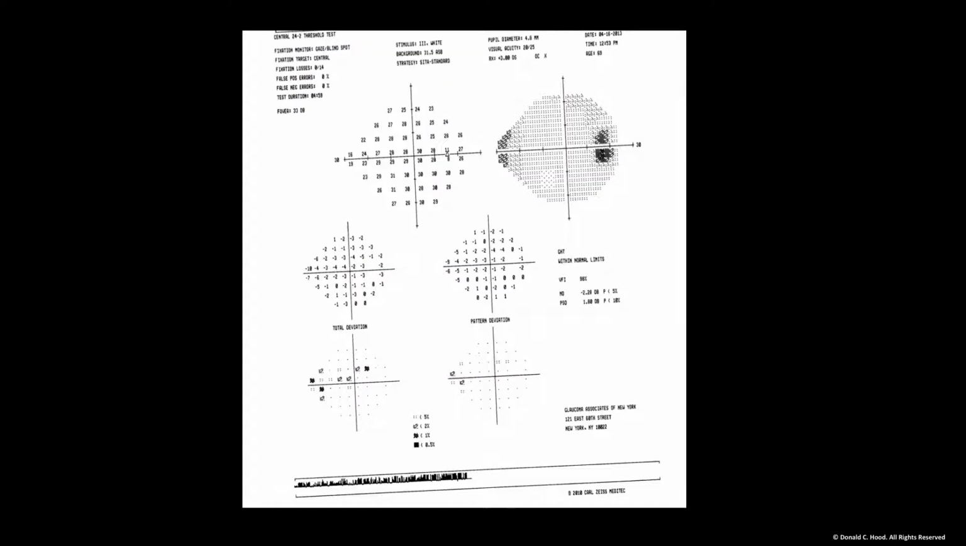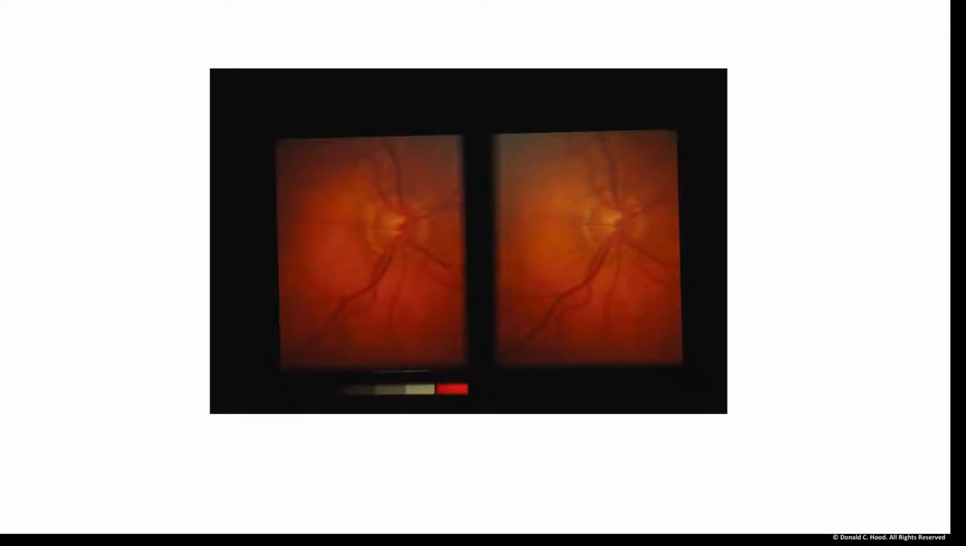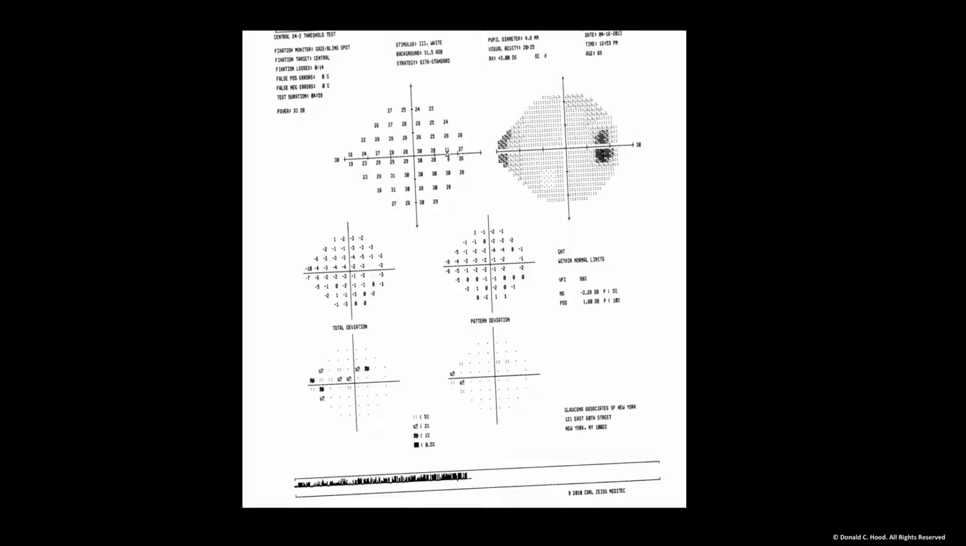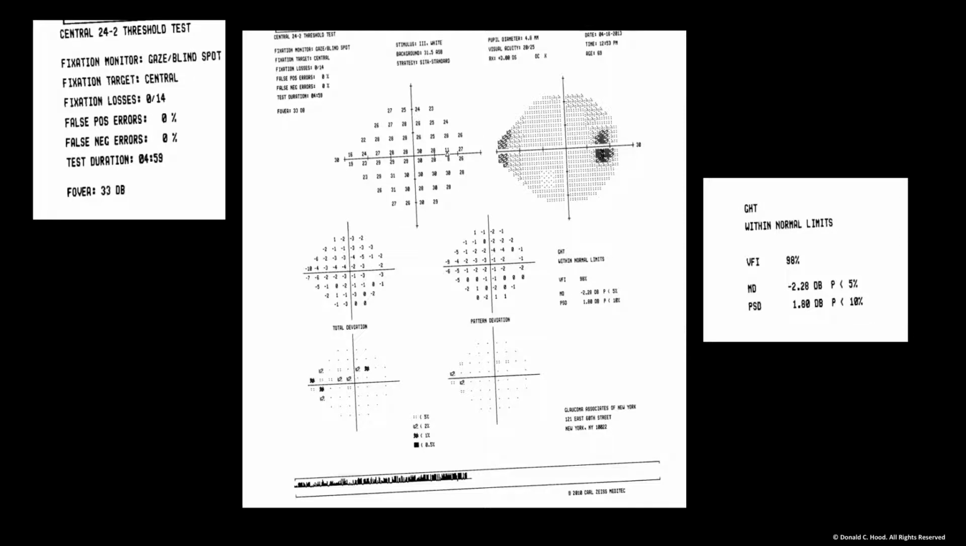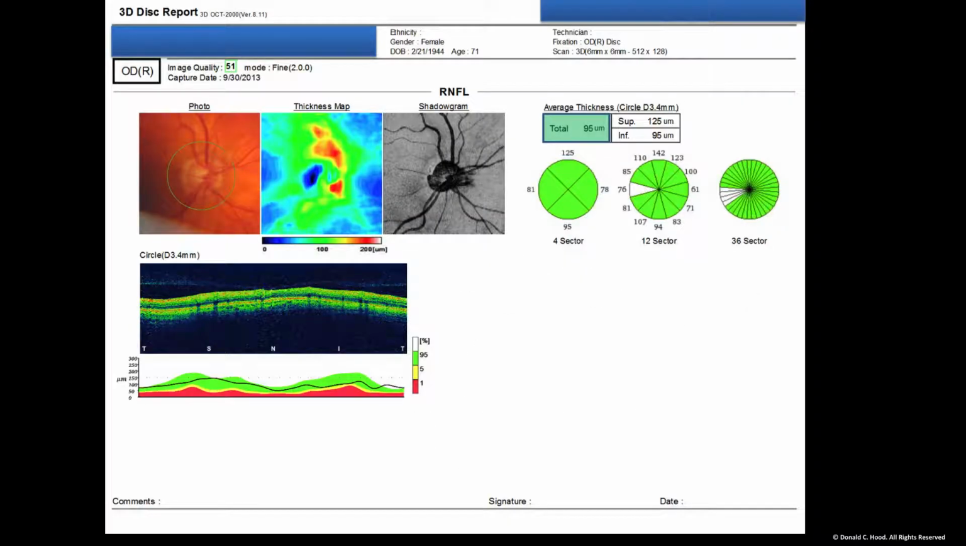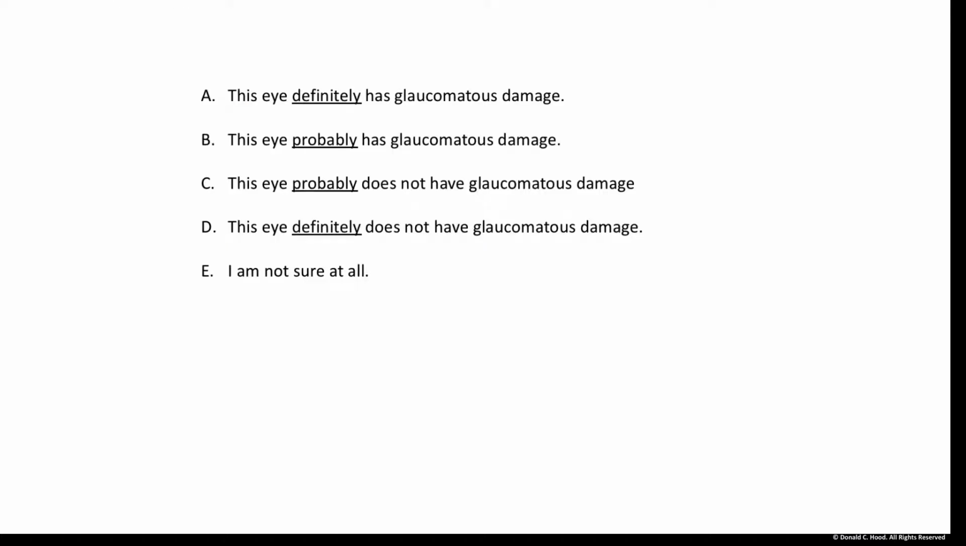So I'll show it to you again. Fundus photo, visual field, OCT report. So think about whether you think this eye has glaucomatous damage or probably has glaucomatous damage, or whether it falls into the probable or definitely not glaucomatous damage, or you're not sure.